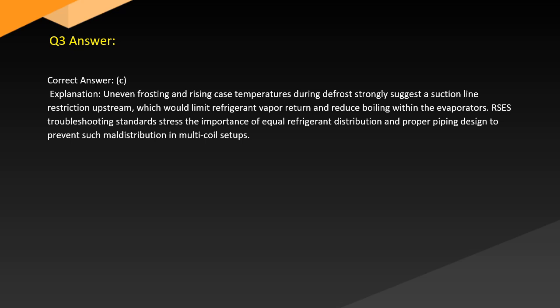Answer. Correct answer: C. Explanation. Uneven frosting and rising case temperatures during defrost strongly suggest a suction line restriction upstream, which would limit refrigerant vapor return and reduce boiling within the evaporators. RSES troubleshooting standards stress the importance of equal refrigerant distribution and proper piping design to prevent such maldistribution in multi-coil setups.